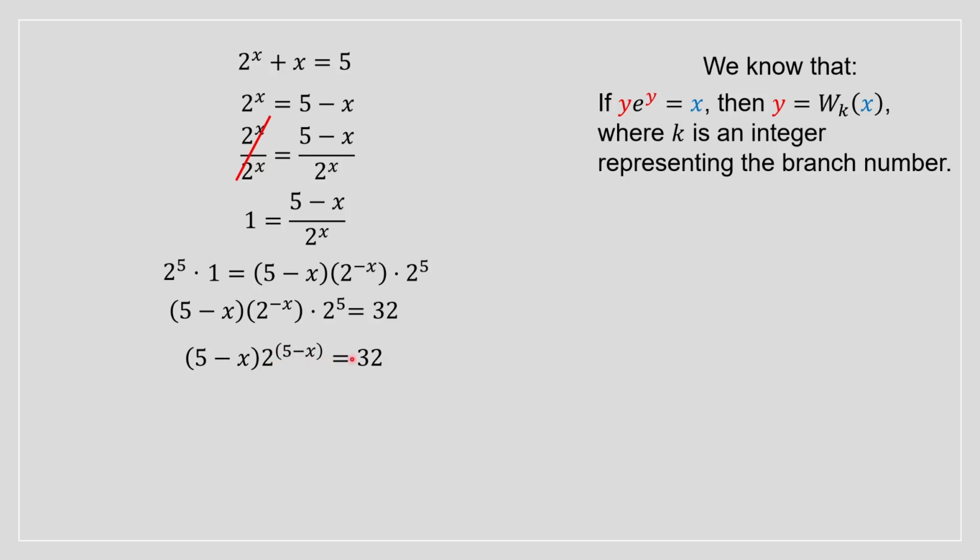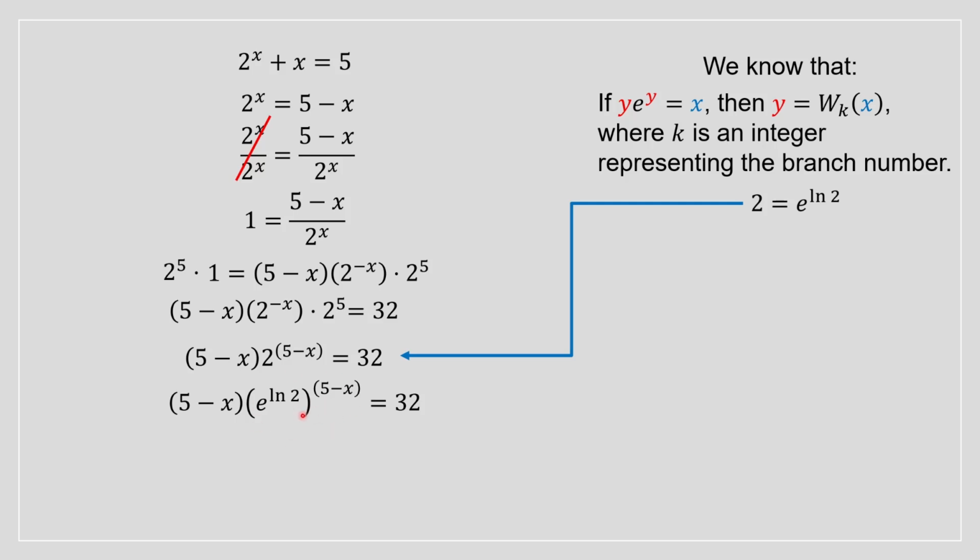Once we've done that, we have a bit of a problem. We have the top and the bottom the same, but we have a 2 instead of an e. Well, there's a rule for that. We convert this 2 to e to the ln 2. We're not changing the value of 2, it's just another way to represent it. So we apply it in here, and we left off with this.